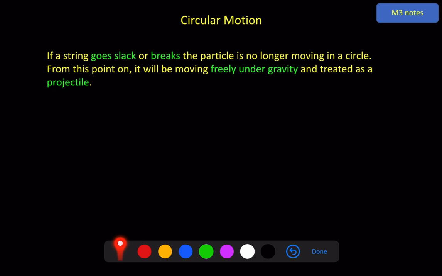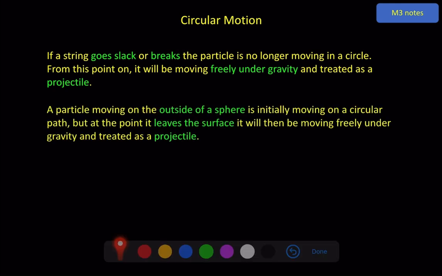Then it's moving freely under gravity again, and you can treat it as a projectile using all of our projectile stuff that we did in M2. Another option, though, is something that we haven't looked at yet, and that's a particle moving on the outside of a sphere. Now, if you've got a sphere or a hemisphere, and the particle is at the top, say, and it's moving this way, or here's a hemisphere, again, particle on the top moving this way, initially it will be in contact with the surface.